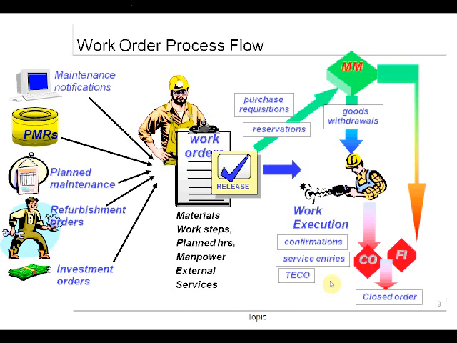PM part is over, but there is some cost involved for this order, correct? So what happens is we have to settle it. Settle it in the sense there will be cost involved for materials, for the labor, everything. Those costs have to be settled to some cost center. That is done once the TECO is done. We settle the costs that are in the order and then close the order. So the work order process flow is complete once the order is closed.